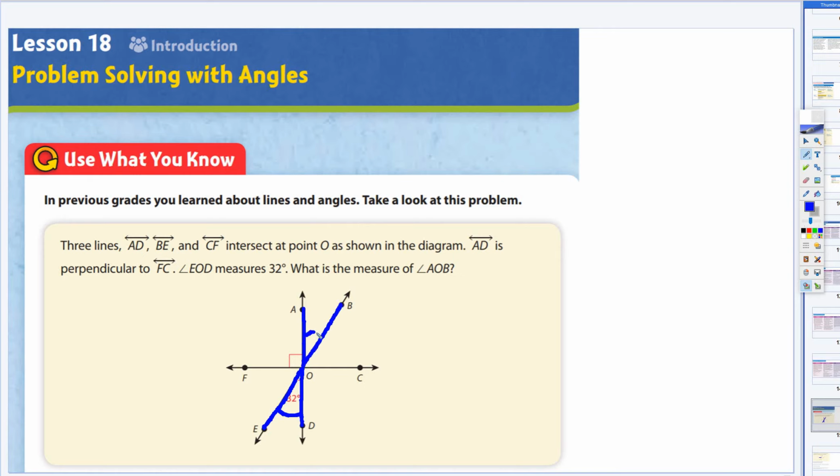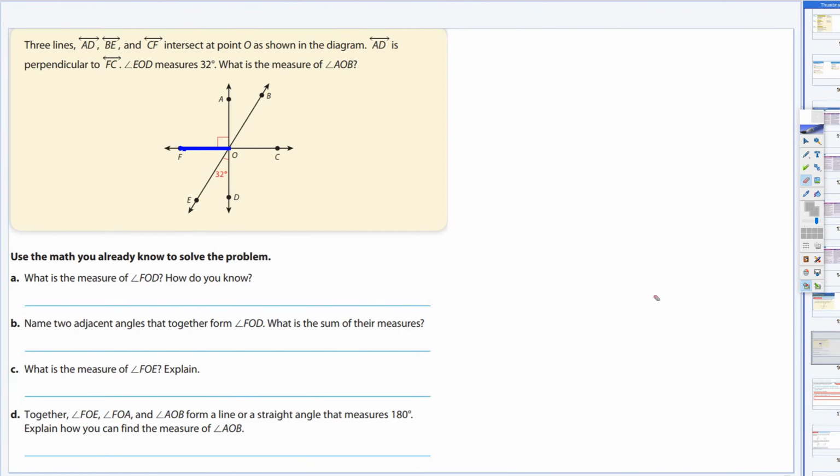What's the measure of this angle? That's what they're asking. If you know it, great. We're going to go over a few questions to be able to answer this. Let's look at these 4 questions.